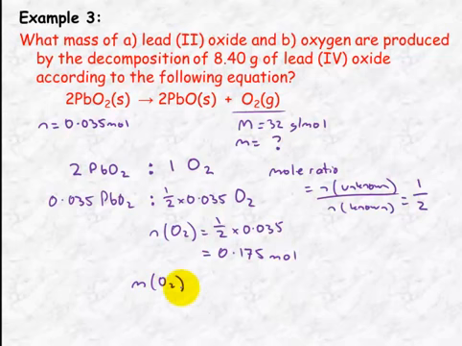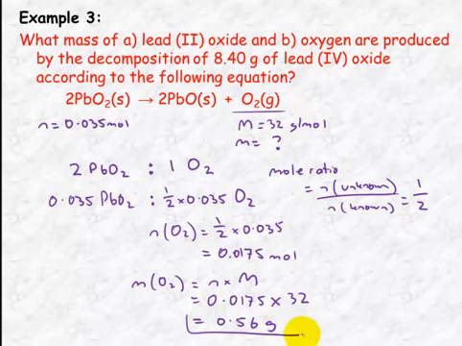The mass of oxygen equals n times M, which equals... Sorry, I forgot a decimal place up here, I apologise. 0.0175 times 32 equals 0.56 grams. So that's our final answer again.